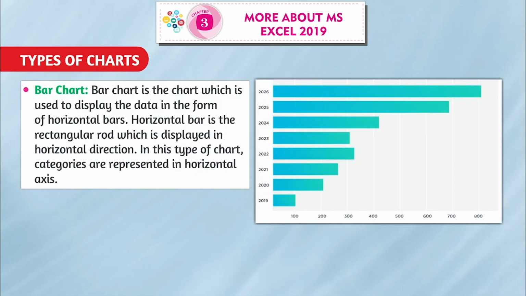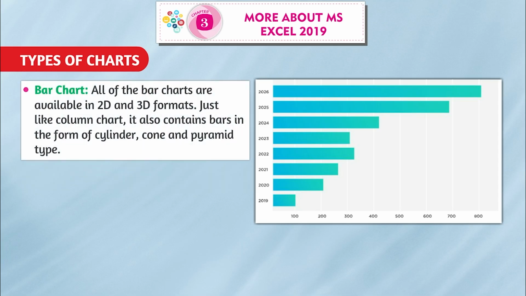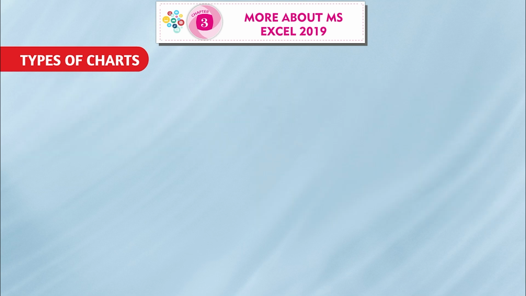Bar chart. Bar chart is the chart which is used to display the data in the form of horizontal bars. A horizontal bar is a rectangular rod which is displayed in horizontal direction. In this type of chart, categories are represented on the horizontal axis. All of the bar charts are available in 2D and 3D formats. Just like column chart, it also contains bars in the form of cylinder, cone and pyramid type.